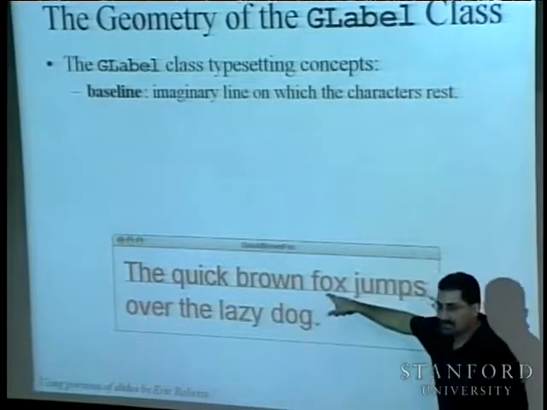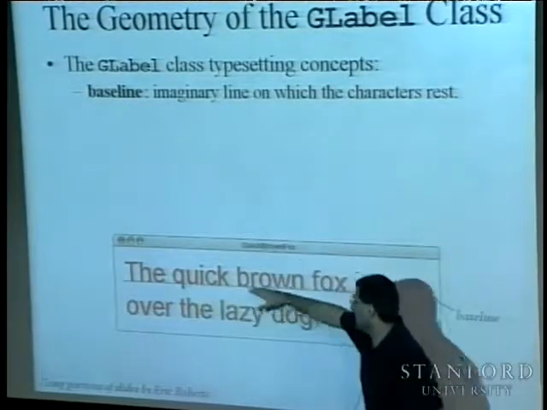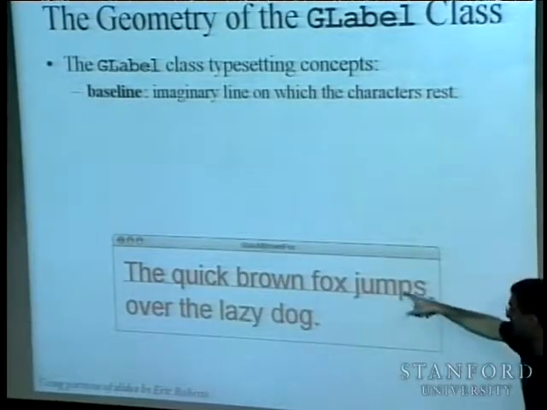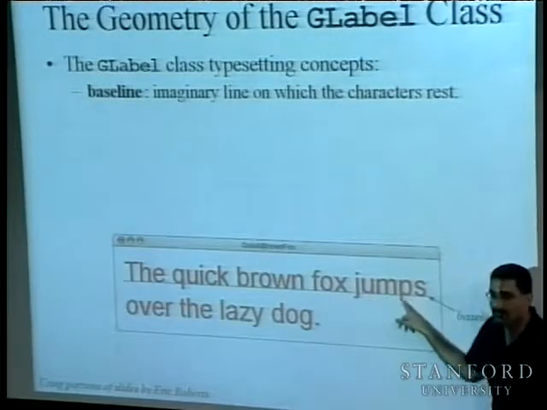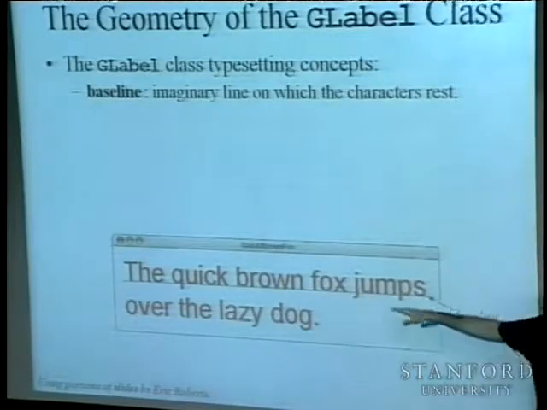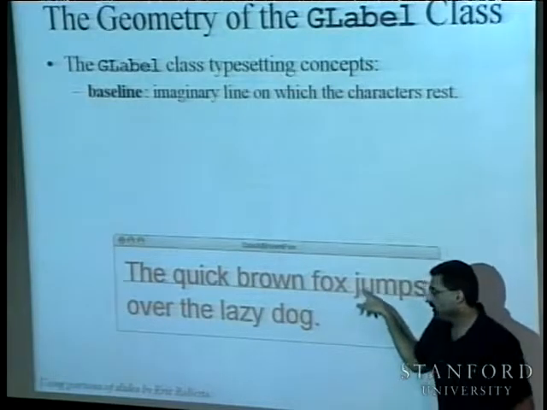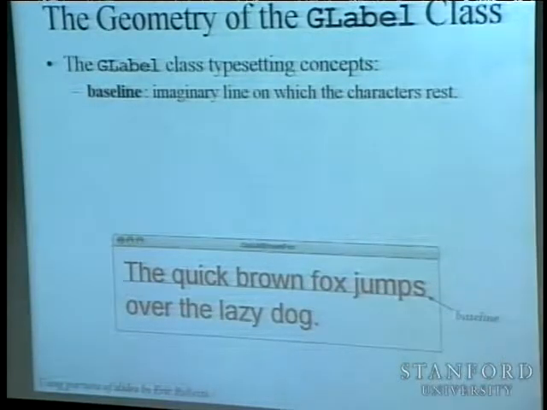First of them is the baseline. The baseline is basically the line on which the text appears. But notice there are some things that actually go down below the baseline. That's the way typesetting works. You actually have a baseline. Some characters, like a J or a P, go below the baseline.